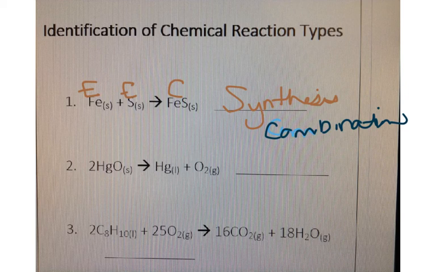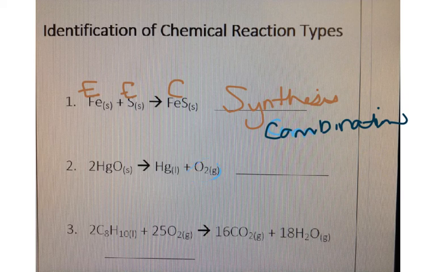So the next one, number 2, I'm going to look for, do I have a combustion reaction? So do I have a hydrocarbon plus oxygen producing carbon dioxide and water? In this case, I do have an oxygen, but it's on the wrong side, and I don't produce carbon dioxide and water, so this is a no-go for combustion.